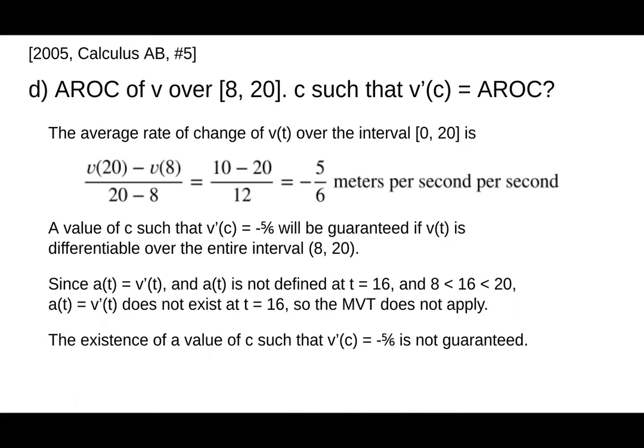All right, so the existence of a value of c such that v prime of c is negative 5/6 isn't guaranteed. Again, there might be one, but we can't guarantee it because the mean value theorem does not apply.